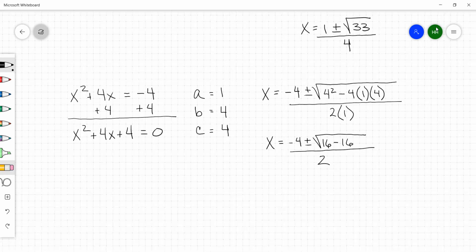So this square root of 16 minus 16, that's the square root of 0. So this whole thing goes away right here. All right, so your solution is x is equal to negative 4 over 2, which is negative 2. Just one solution there.